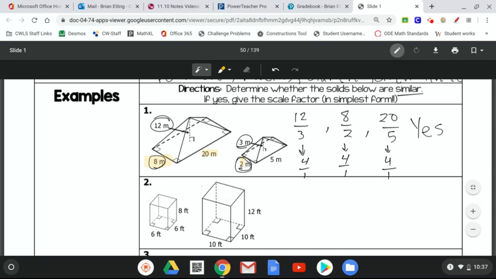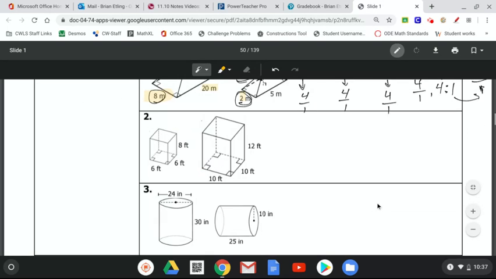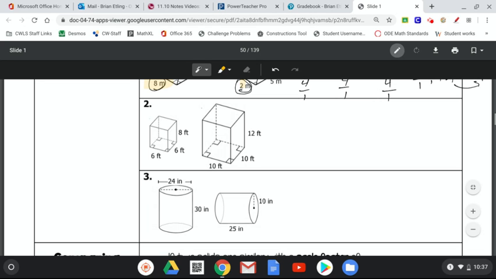And then what is the scale factor? The scale factor could be written as 4 over 1. It could be written as 4. Or you could also write it as 4 to 1, okay? So that's another way you might see it written. Just remember, if it's 4 to 1, the number that comes first goes on top in the fraction, and the number that comes second goes on the bottom of the fraction. Just remember that. All right, so moving on to the next one.